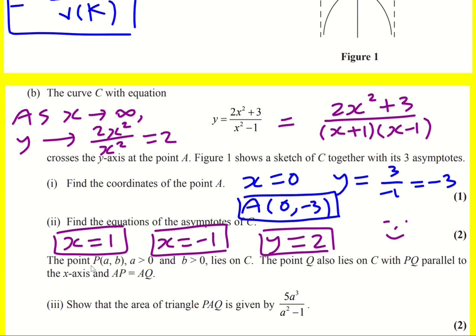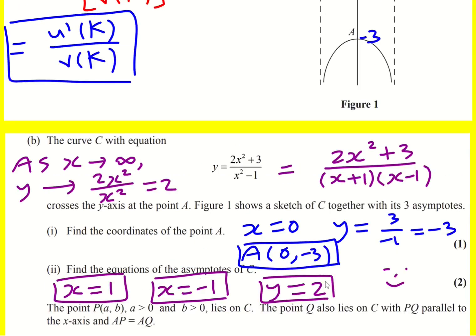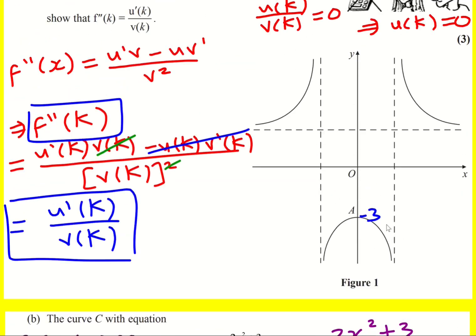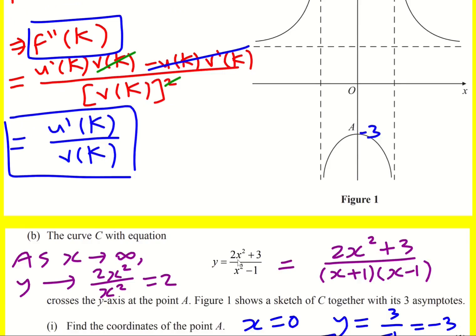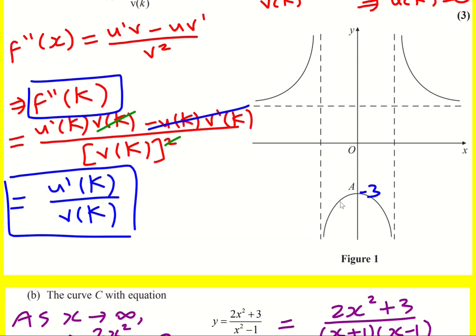Next up, we're given that the point P lies on C, where A is greater than 0 and B is greater than 0. Okay, we'll think about that. Or no, I know it can't be here. A is greater than 0, so it's got to be this side, but it can't be down here because B is also greater than 0. So maybe I put it here. Okay, that can be point P.